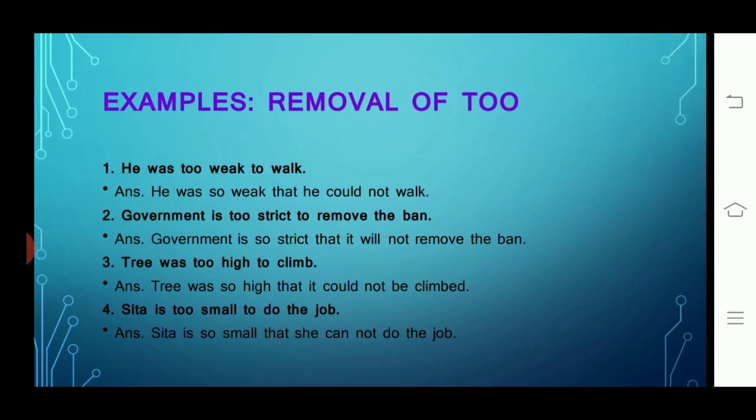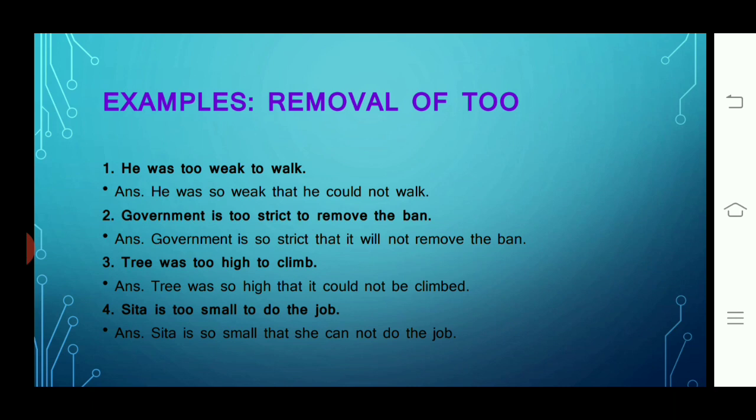Now let's take some examples here. Let's try to solve it. Answers are also given here. He was too weak to walk. He was so weak that he could not walk, as it is in the past form, so we have used "could not" here. Government is too strict to remove the ban.